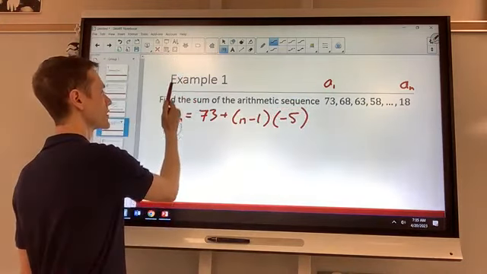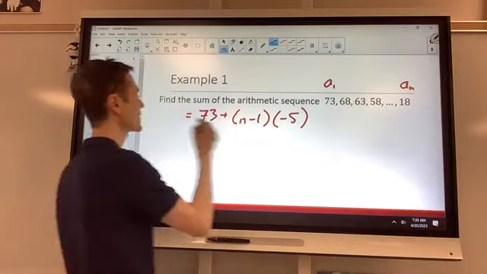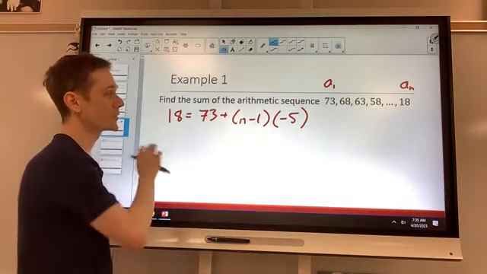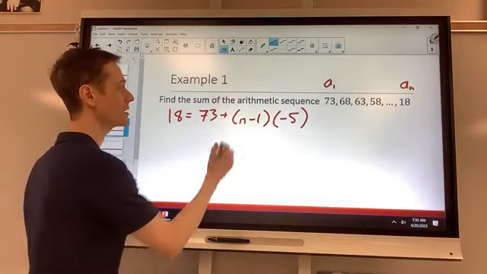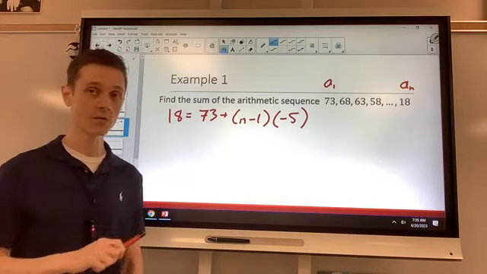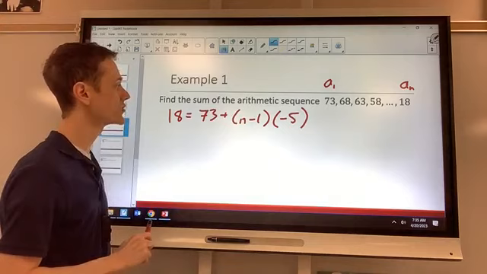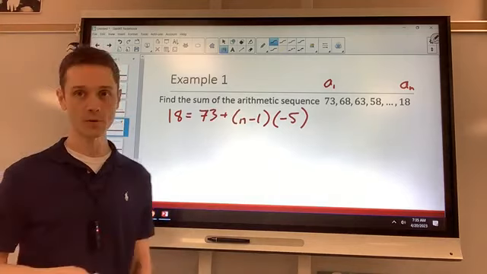Oh, and here for a sub n, I should have gone ahead and plugged in. I know my last term in the sequence is 18. So this is from the explicit rule for arithmetic sequences. I'm just plugging in the numbers that I know, and I'm going to use this formula to solve for n. So everything from here is just going to be my opposite operations.